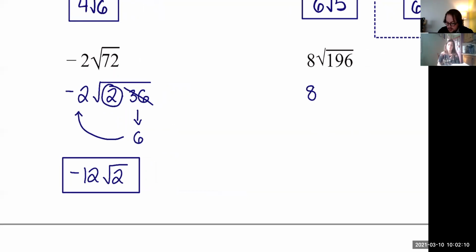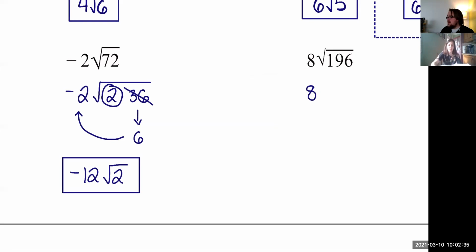On to the next one. 196, is that a perfect square? Yes. It is. And I was watching you, Tierra, to see if I caught you. You first shook your head no until you looked at your list. I fooled you a little bit. 196 actually is a perfect square.